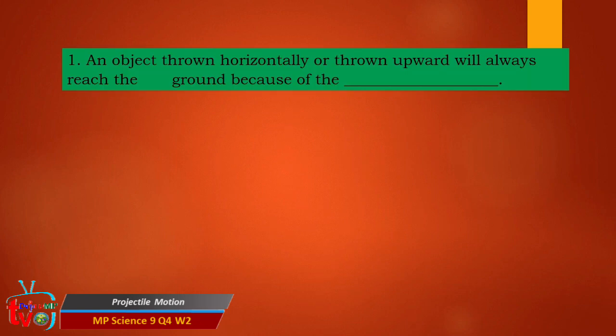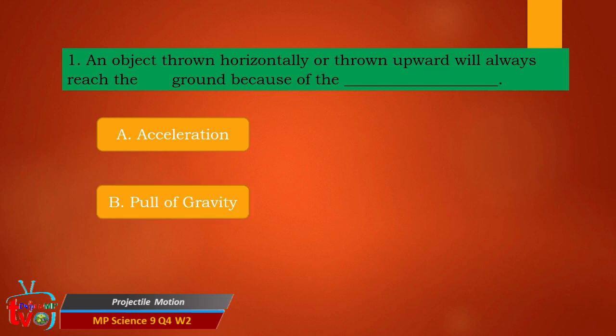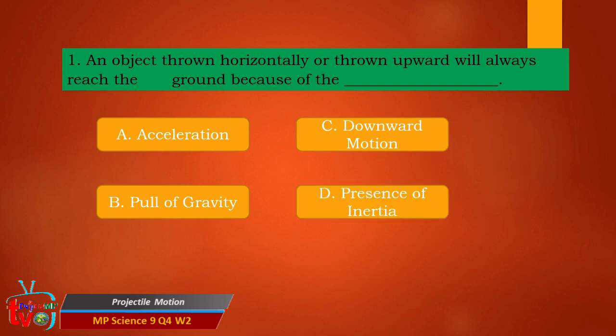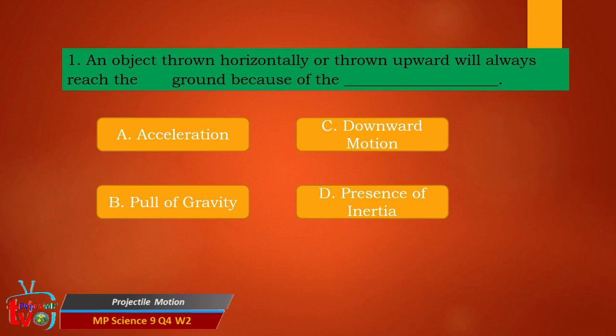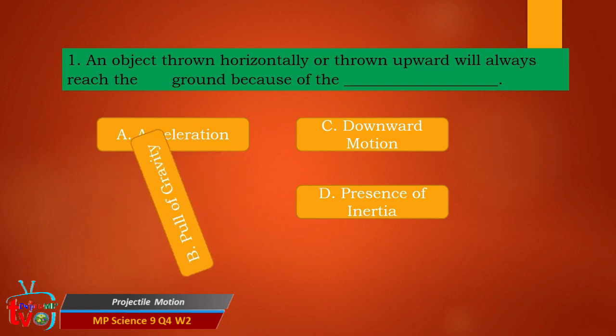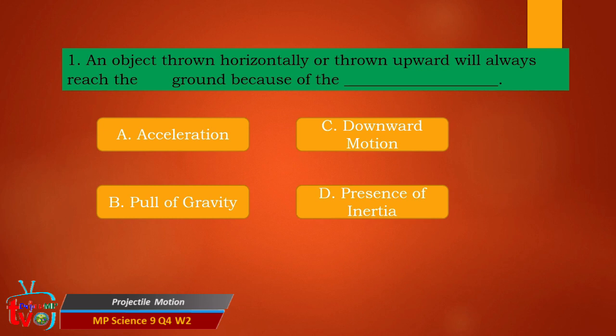Number 1. An object thrown horizontally or thrown upward will always reach the ground because of the blank. Letter A, acceleration. Letter B, pull of gravity. Letter C, downward motion. And letter D, presence of inertia. And the correct answer is letter B, pull of gravity.